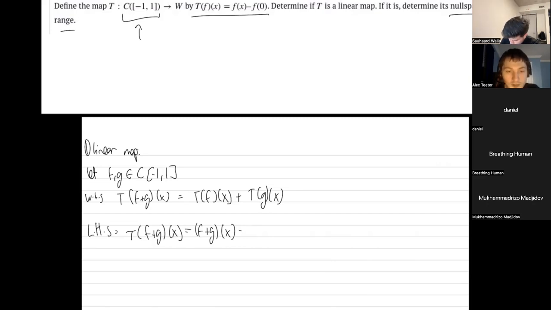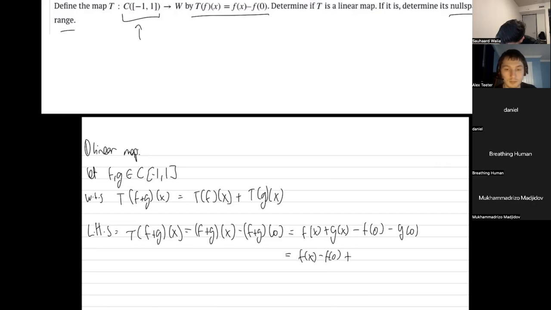No. T of (F plus G)(X) should be (F plus G)(X) minus (F plus G)(0). So we need to add that 0 here. And that will give us that. Now, how can I split this up? We know that this is the same thing as F of X plus G of X minus F of 0 minus G of 0. And then this is the same thing as F of X minus F of 0, just interchanging these terms, plus G of X minus G of 0, and that's the same thing as T of F of X plus T of G of X.